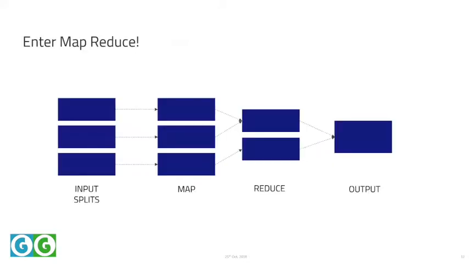To deal with this problem, and this is the original first computing paradigm on top of Hadoop, the inventors of Hadoop came up with this idea of MapReduce. MapReduce is called that because it essentially does two things: map and reduce. What you see here is a conceptual diagram. I'll show you an example later.